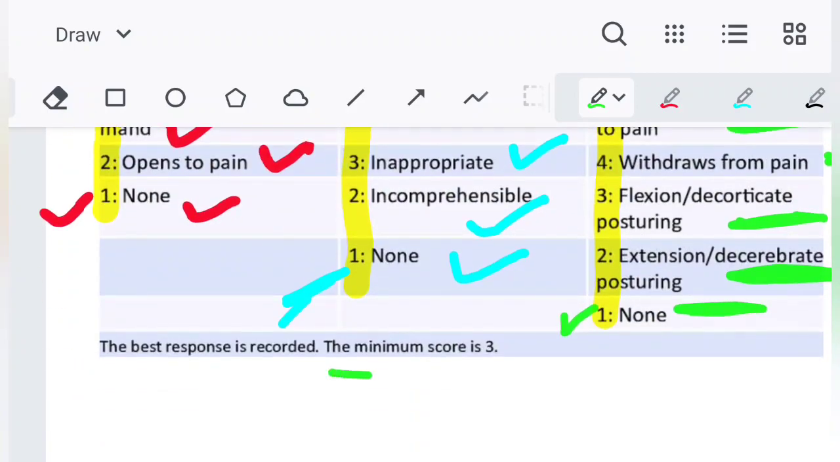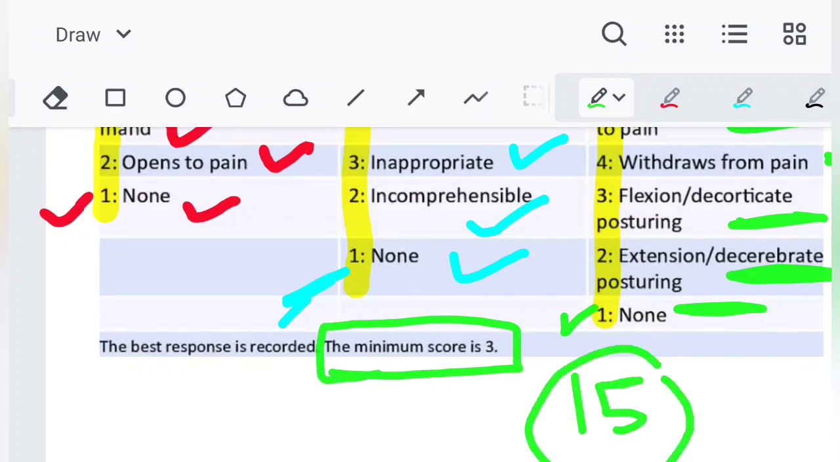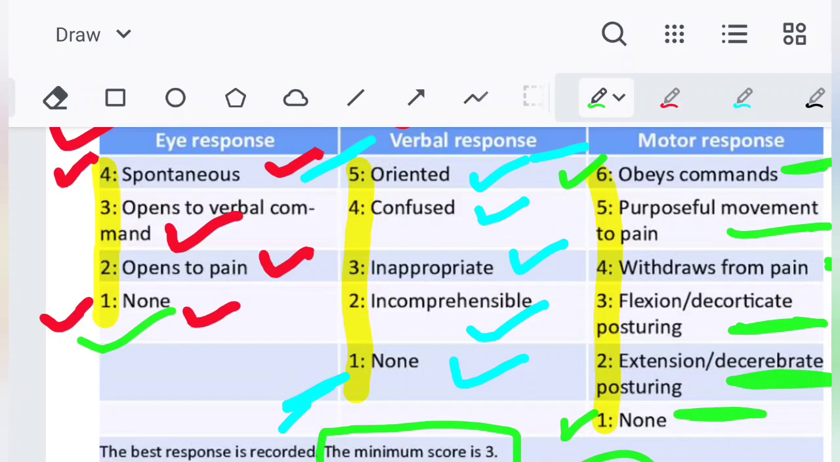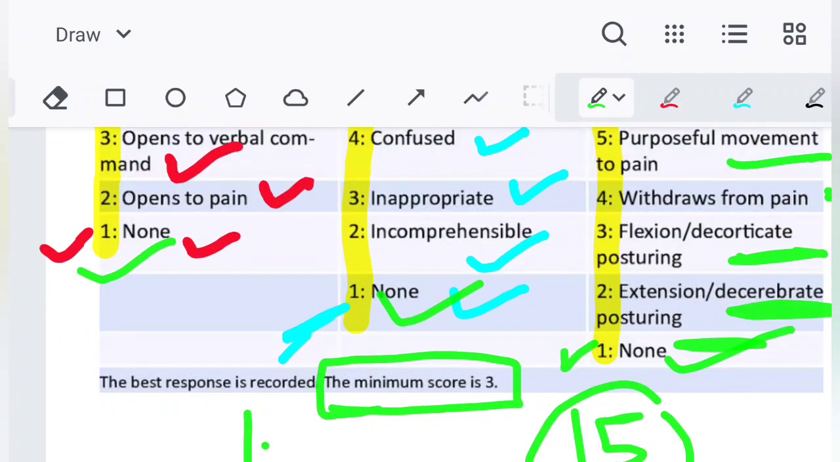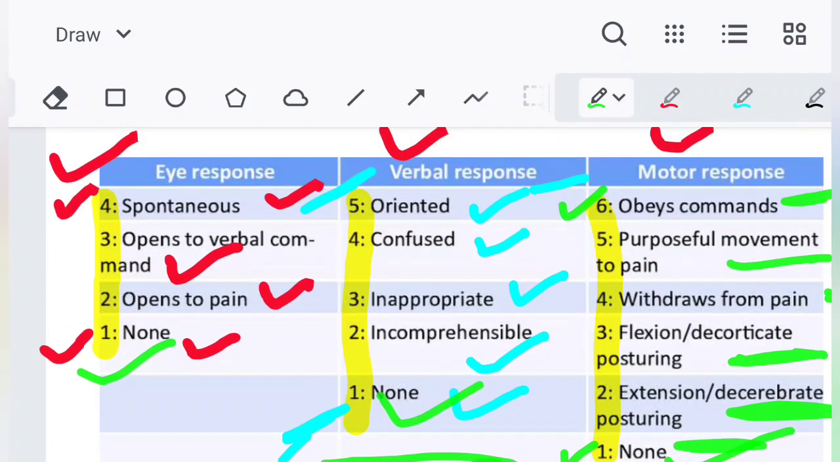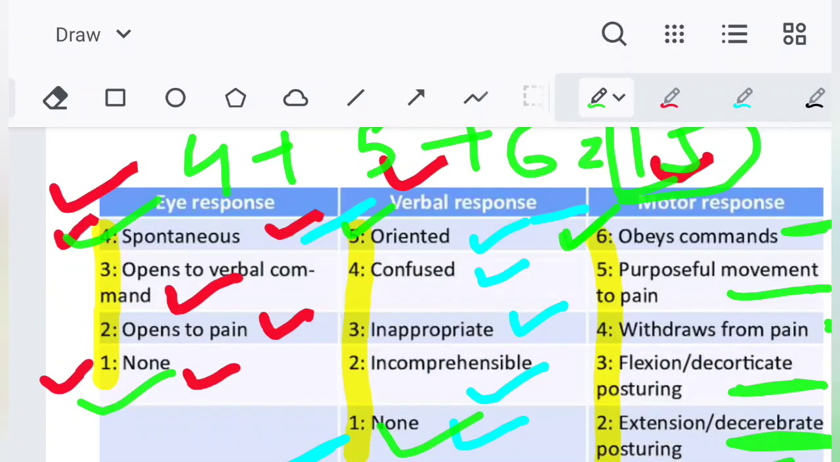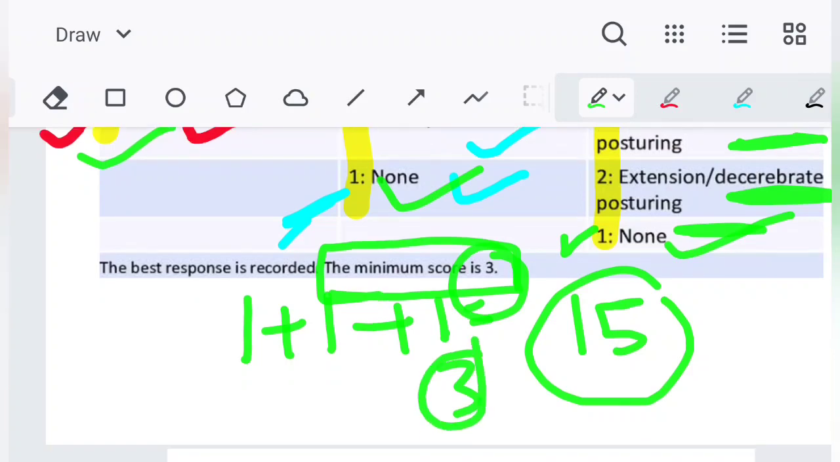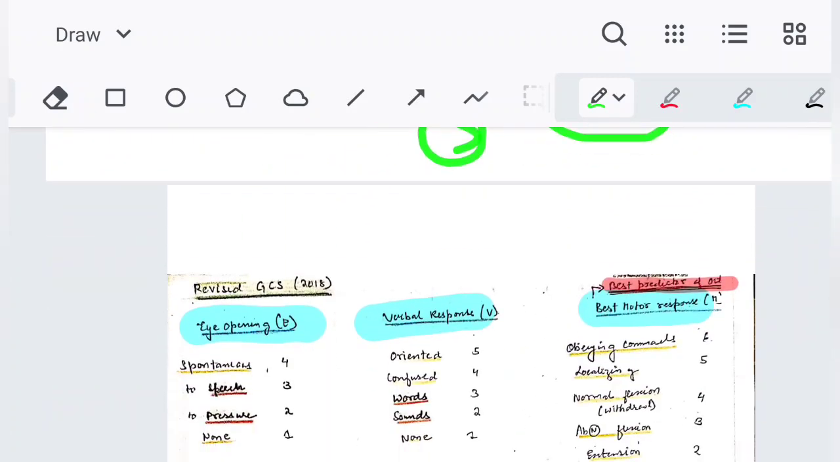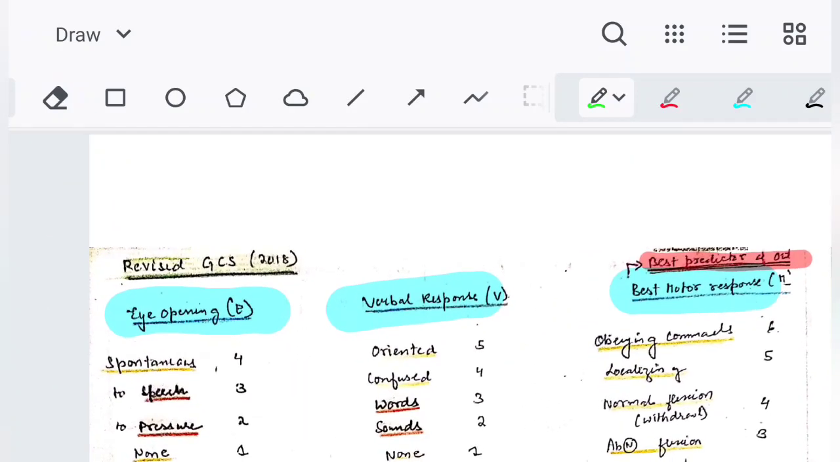So the minimum score of GCS is 3 and maximum is 15. If no eye response, no verbal response, no motor response is there, that is 1 plus 1 plus 1, that is 3. And if highest responses are there, then 4 plus 5 plus 6 is equal to 15. So highest response is 15, lowest is 3.